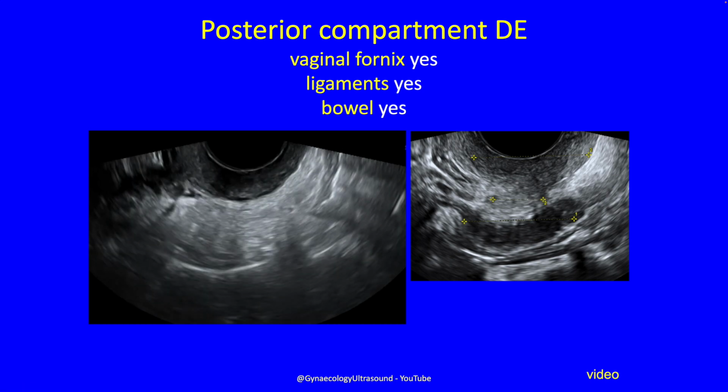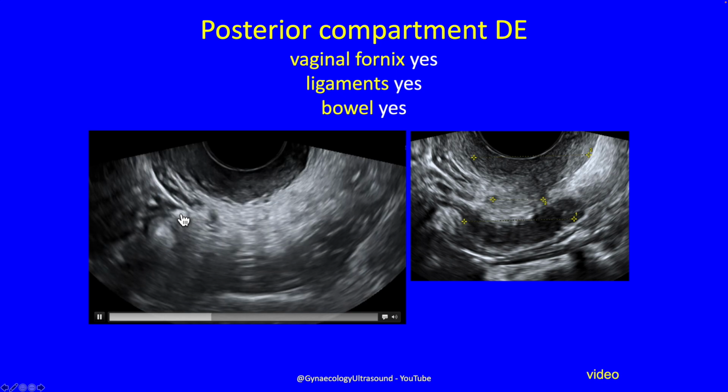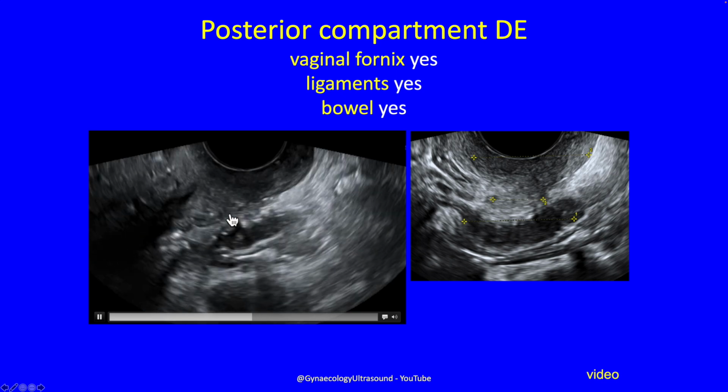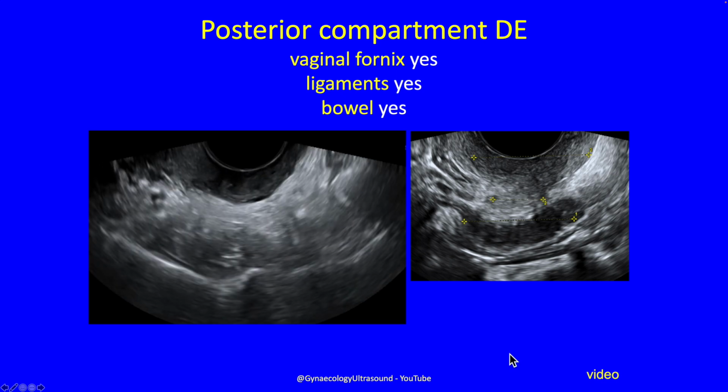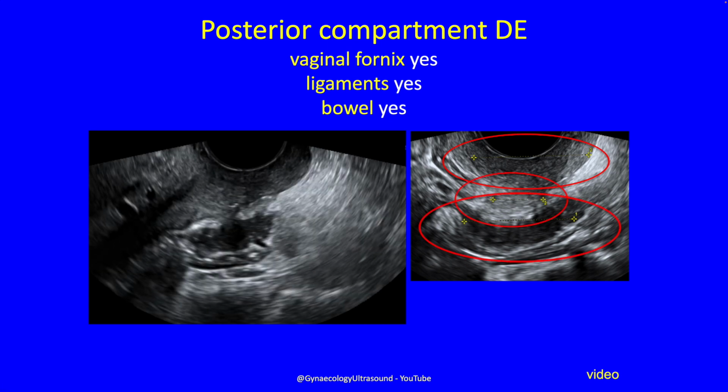And sometimes people have it in all three layers of the posterior compartment: in the vagina, in the retrocervical fibrosis and the ligaments, and a bowel nodule. So vagina, ligaments, bowel. That's how I always, if I'm in the posterior compartment, I say to myself, I've got to do three things: vagina, ligaments, bowel.